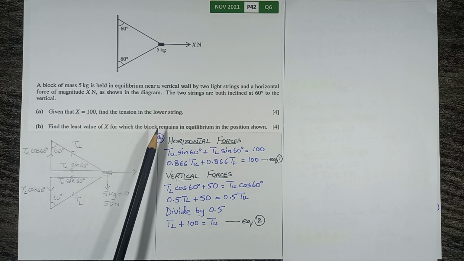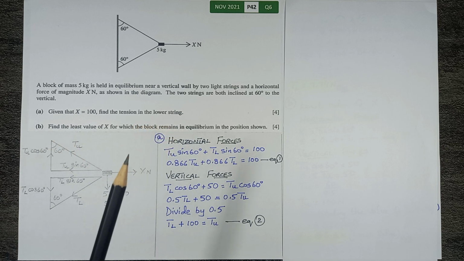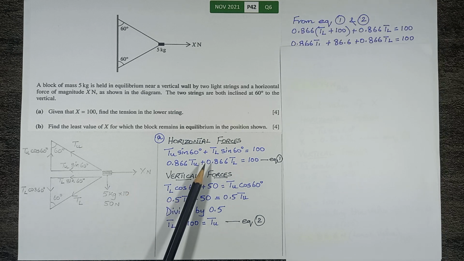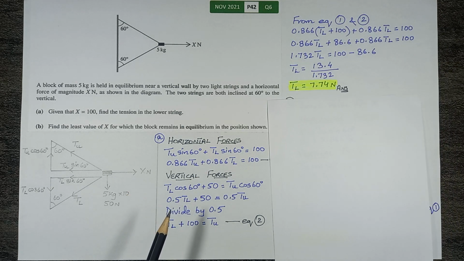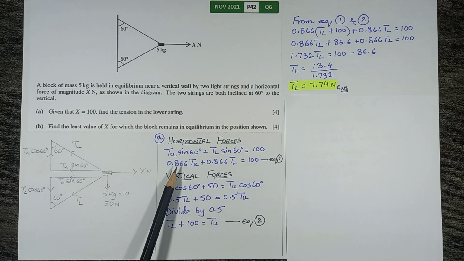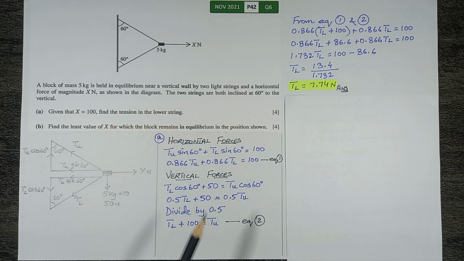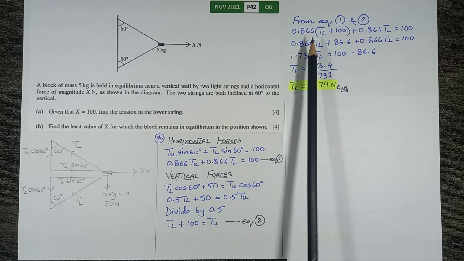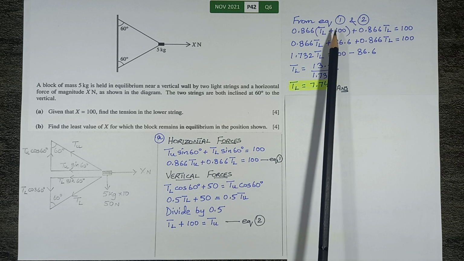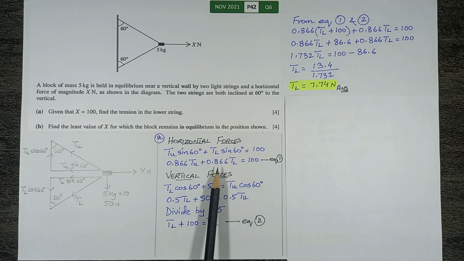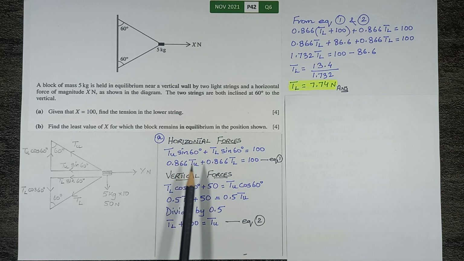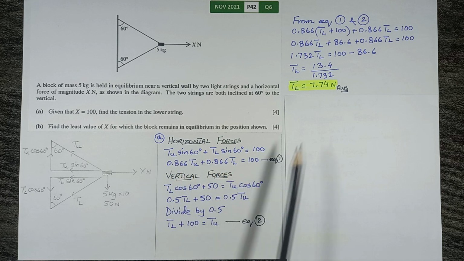In the A part, we just have to find the tension in the lower string. So what we have to do, we will equate both the equations, equation 1 as well as equation 2. Equation 1 has 0.866 TU, but our target is to get the value of the tension in the lower string. That means we have to find the value of TL. Just place the value of TU, which is TL plus 100, over here. So 0.866 multiplied by TU, but TU is TL plus 100, and the remaining would be the same, that is 0.866 TL equal 100, and that is the same.